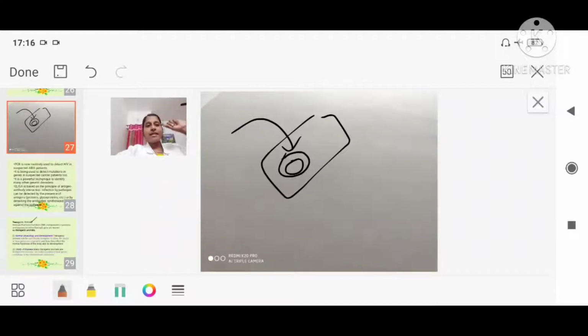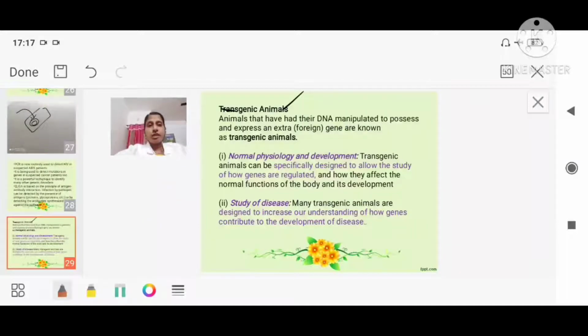So I am transferring a gene into an animal, making it develop the protein which it is going to synthesize because of that gene, and I am developing a new animal which is having some characteristics other than the normal ones. So that one we call as what? We call them transgenic animals. So hope it is clear what transgenic animals are.